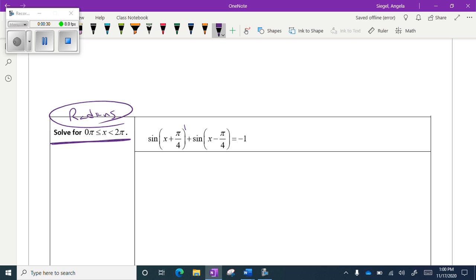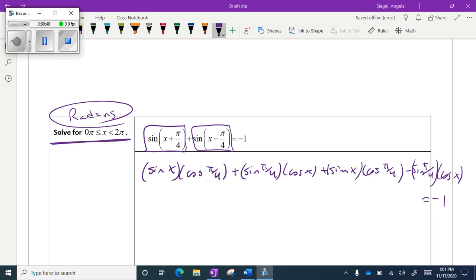Okay, so the first thing that's popping out to me is that these are going to be like the sum and difference identities. So go ahead and get out your formula sheet and go ahead and apply what we have here.